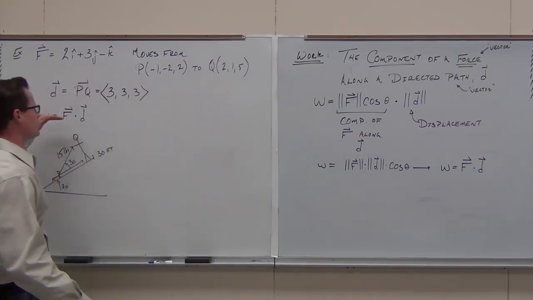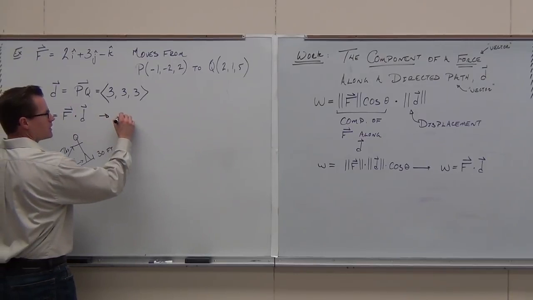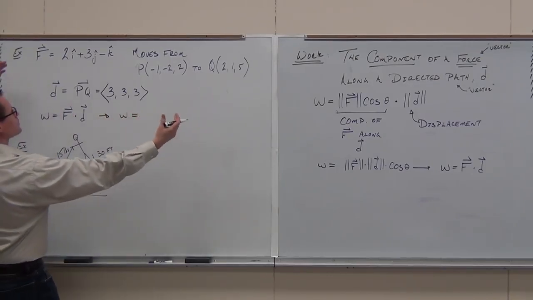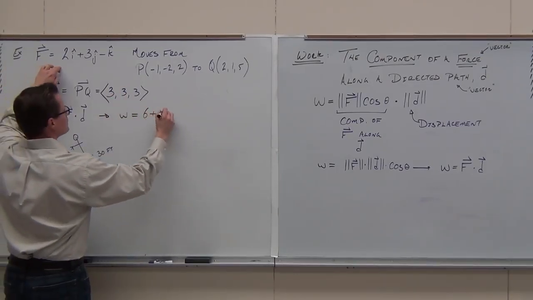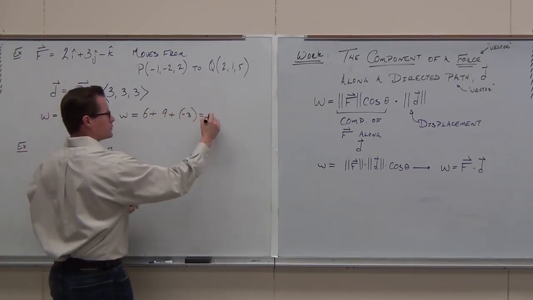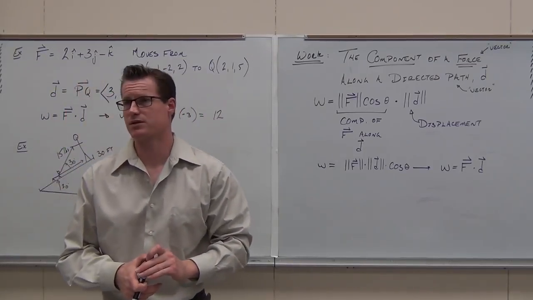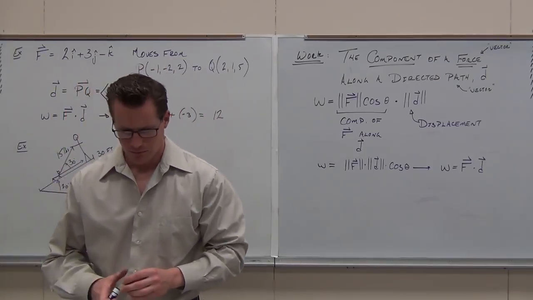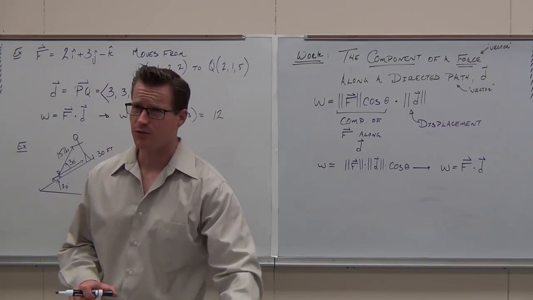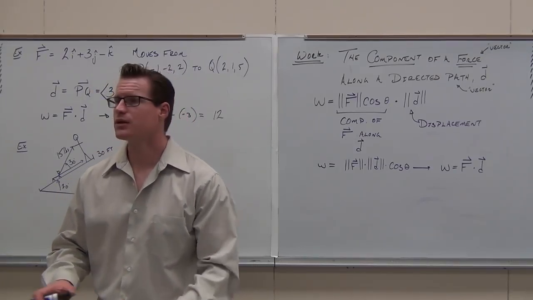Did you figure out the work on this? If you know how to do a dot product, it's not a problem. So we're going to dot product this: 6, 9, -3. 12. 12 units of work, whatever those units mean. Did you get the 12? Yeah. Awesome. Any comments, questions, anything about that one? Let's do the dog example.